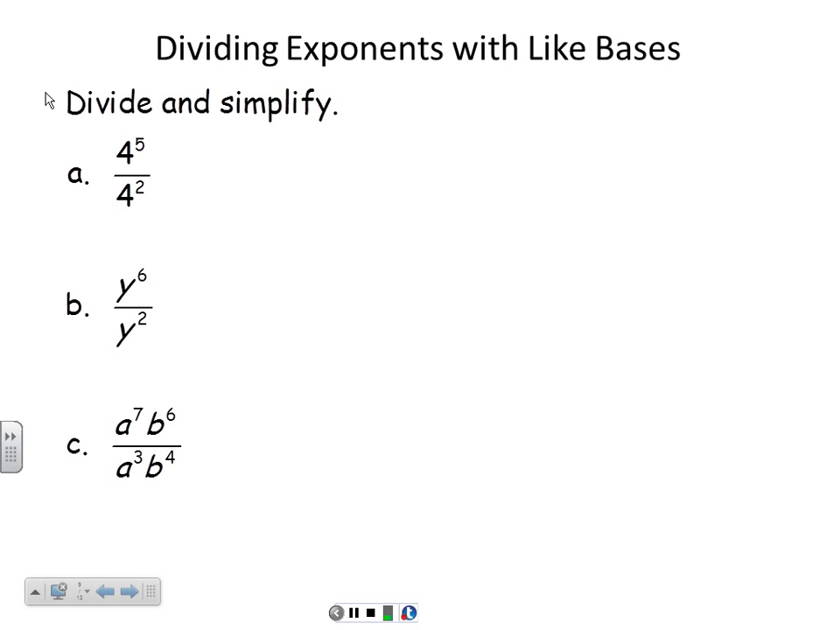So here, for example, you're going to keep the base the same. So the base is 4, and then you're going to subtract those exponents, 5 minus 2, which is going to be 3, so it's going to be 4 to the third power. For letter B, you're going to keep the base the same, and 6 minus 2 is going to be 4. And for C, again, like bases. So you're going to have the base of A, but you're going to do 7 minus 3, which is going to be 4, and then you're going to do the base of B, and then 6 minus 4 is going to be 2.